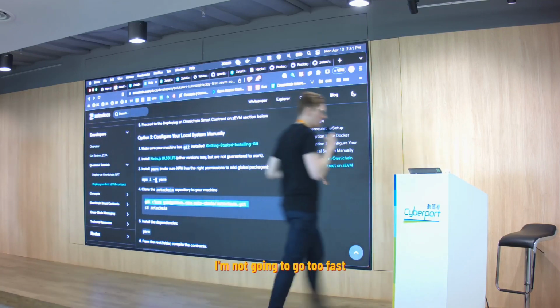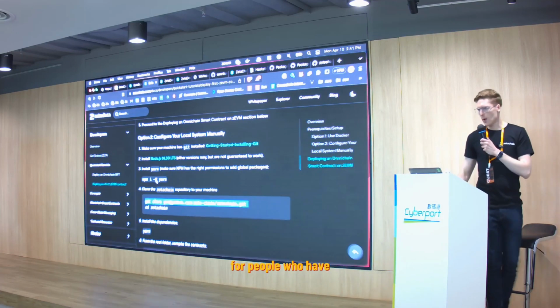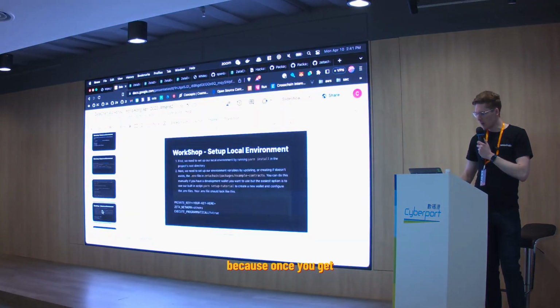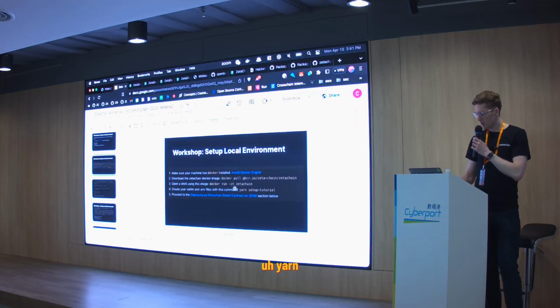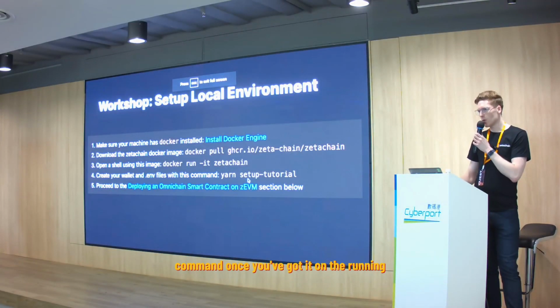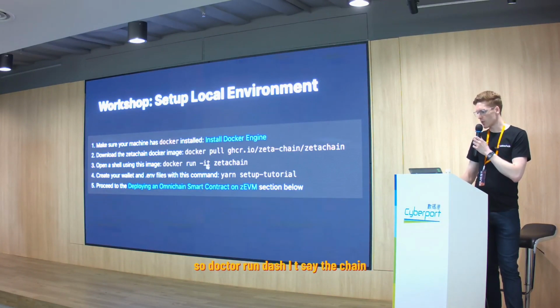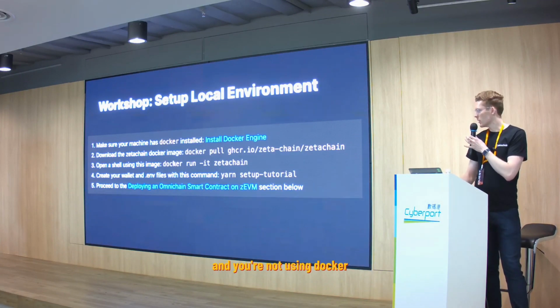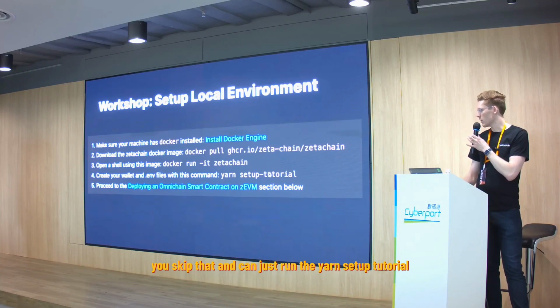All right, I'm not going to go too fast. For people who haven't, I just want to show you the next step. Once you've got it up and running and you're in that Docker container, so docker run -it ZetaChain, then run yarn setup-tutorial. If you have your own local environment and you're not using Docker, you skip that and can just run yarn setup-tutorial.